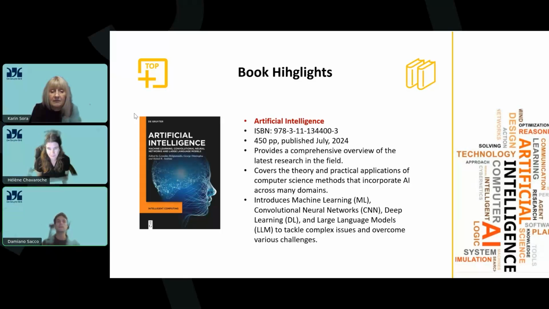So this is also a book on artificial intelligence. Compared to the last one, however, it's a monograph. It is in a book series, which is Intelligent Computing, one of our best book series, edited by professors at the Georgia Institute of Technology in the US. It includes the most advanced research in this area, and I also wanted to mention it because it's one of our stronger books in this focus area, artificial intelligence.